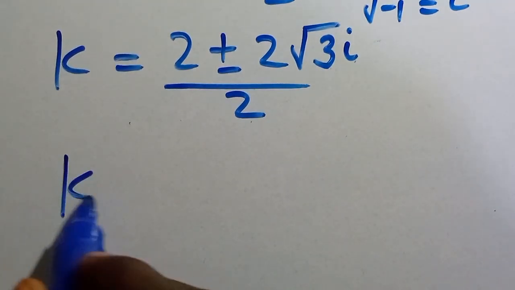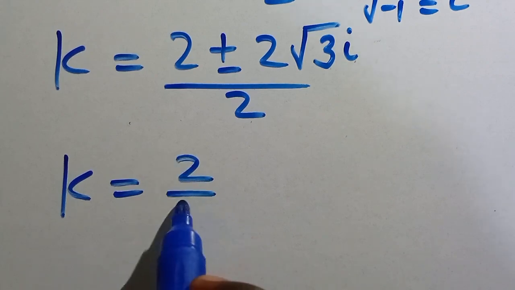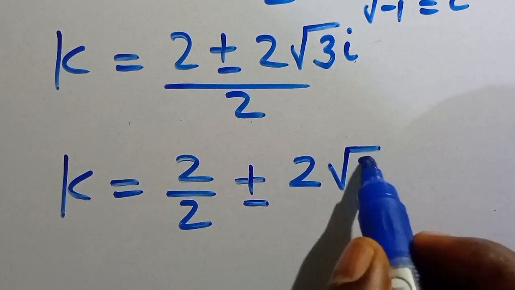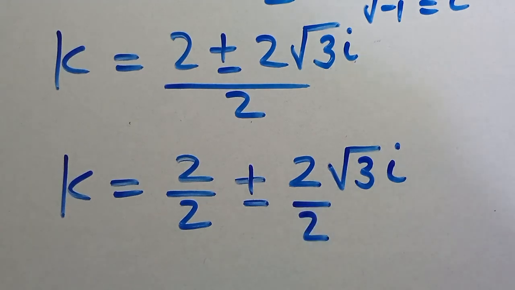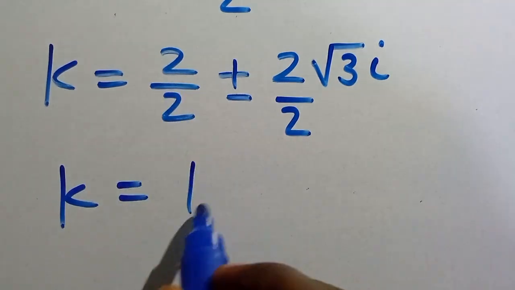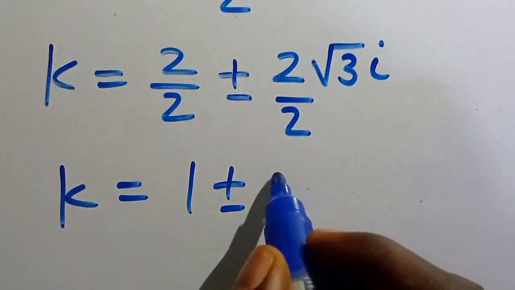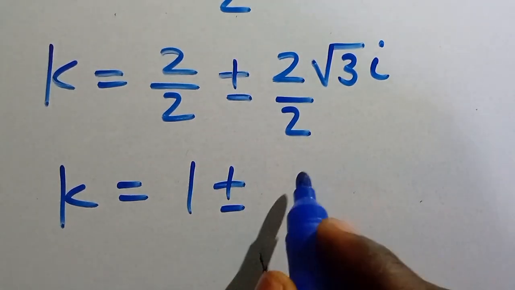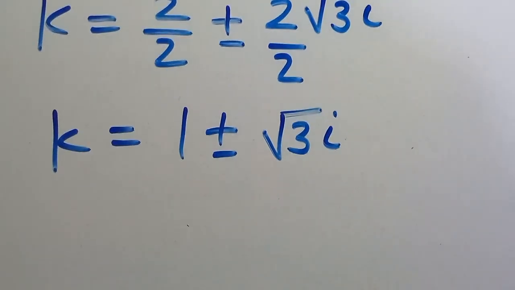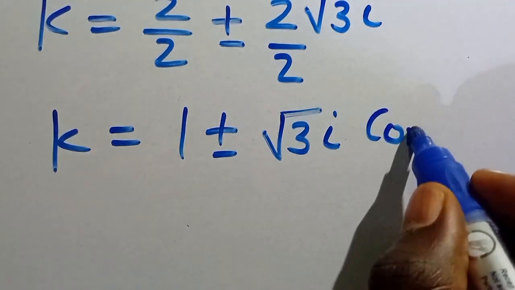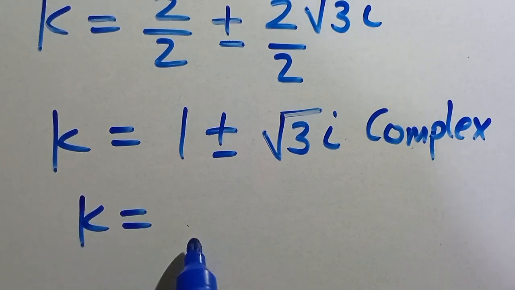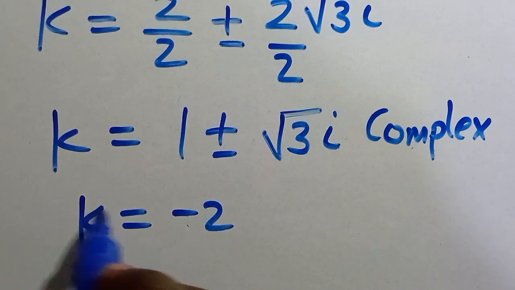So we have here k equals 2 divided by 2, this 2 divided by this, positive or negative, 2 multiplied by root 3i divided by 2. So we have k equals 2 divided by 2 will give us 1, positive or negative. This divided by this will give us 1, multiplied by root 3i, here will be root 3i. This happens to be the second solution, but this is a complex solution. So k equals minus 2 is our real solution.